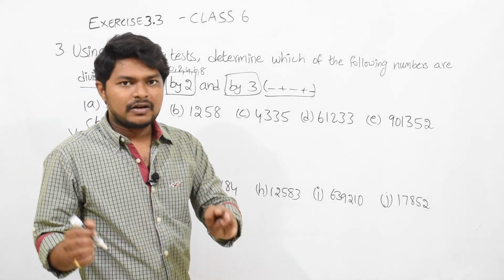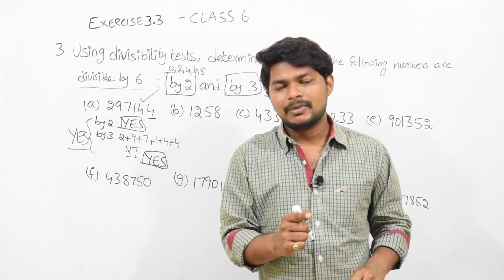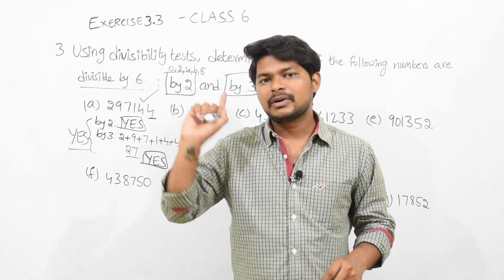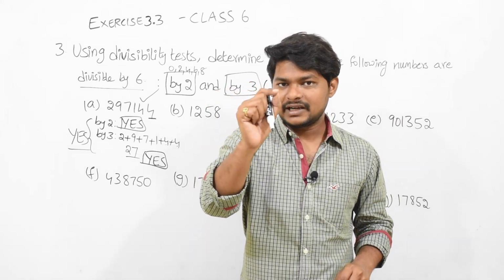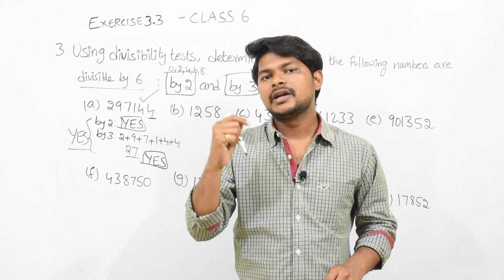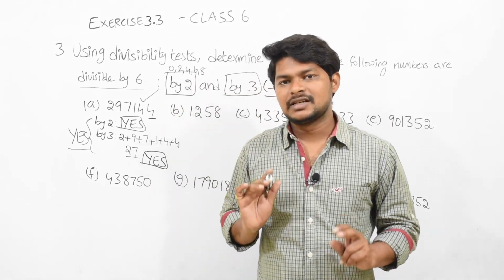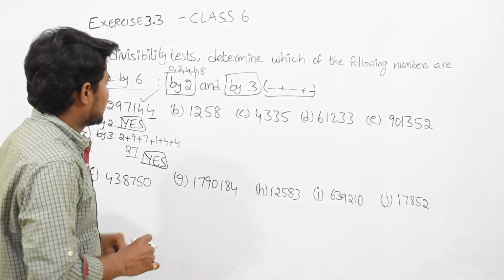Only 3 steps. First check the condition for divisible by 2, then check the condition for divisible by 3. If it satisfies both steps, then we can say the number is divisible by 6. Otherwise, if it fails in any one case, which means if it is not divisible by 2 or if it is not divisible by 3, then straight away it is not divisible by 6. This is what we will do. Likewise, we will go and check for this also.